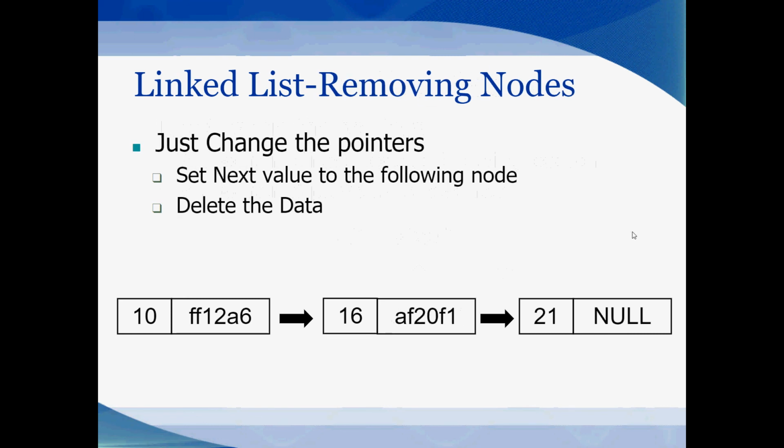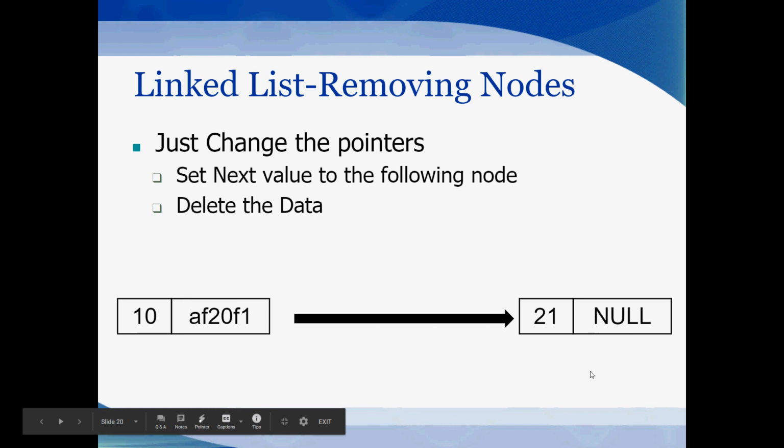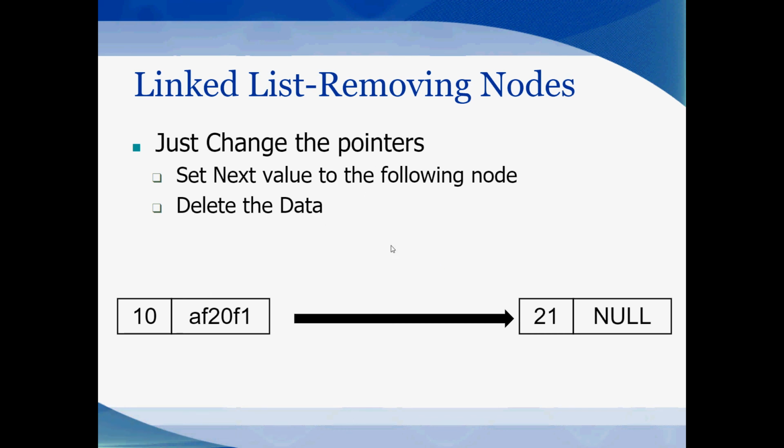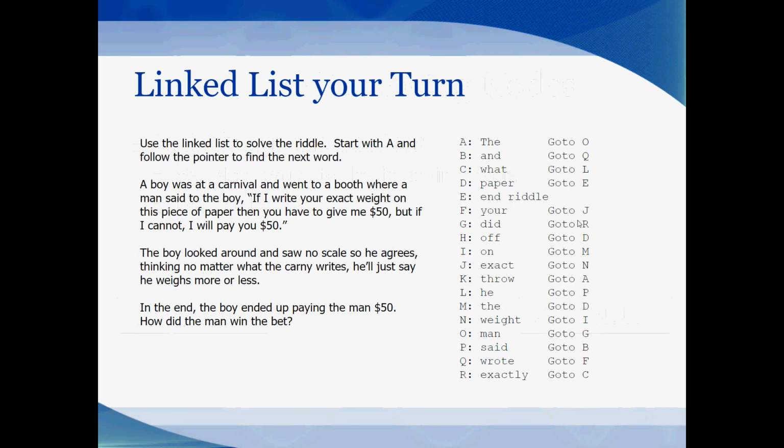Okay, now removing nodes is the same way. All you have to do is just change the pointer. If I want to remove this 16, I can just change this memory location so it points to this end node and all of a sudden that's now gone. So it's super easy to add nodes. It's super easy to remove nodes, to delete nodes, I should say.